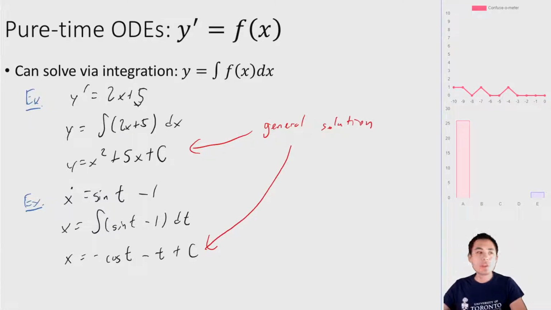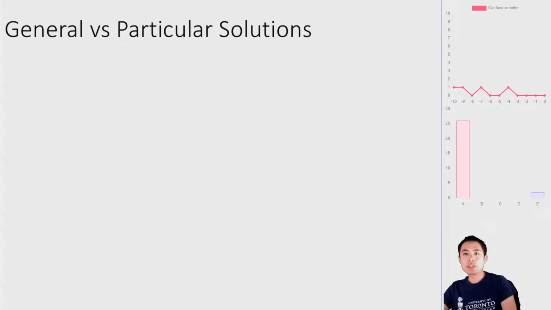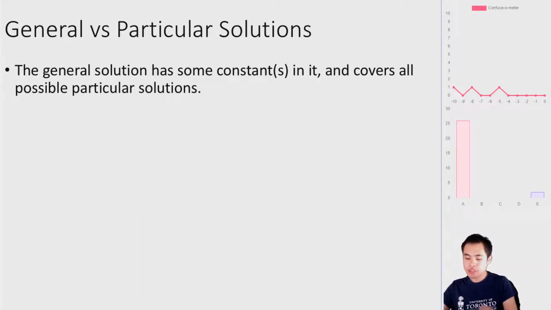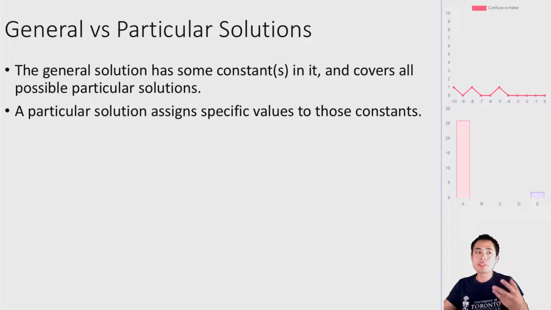And that is one of the other facts about integration that we discussed somewhat, which is that we have a difference between general and particular solutions, which is that the general solution has some constants. Sometimes there are multiple constants, sometimes just one constant in it, and it covers all the different possible particular solutions. A particular solution then just assigns specific values to those constants.